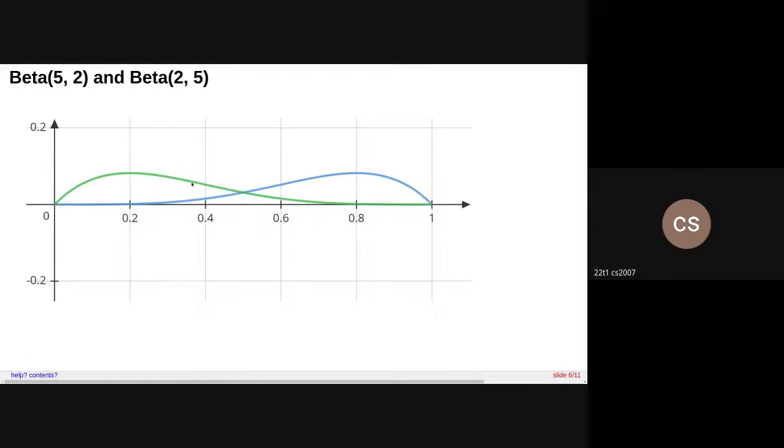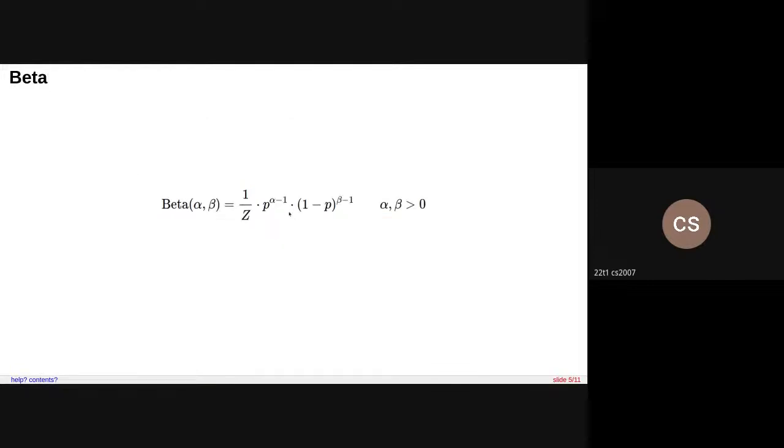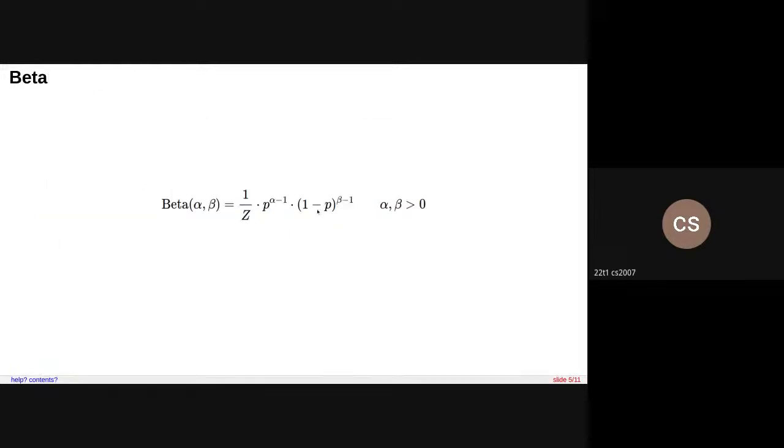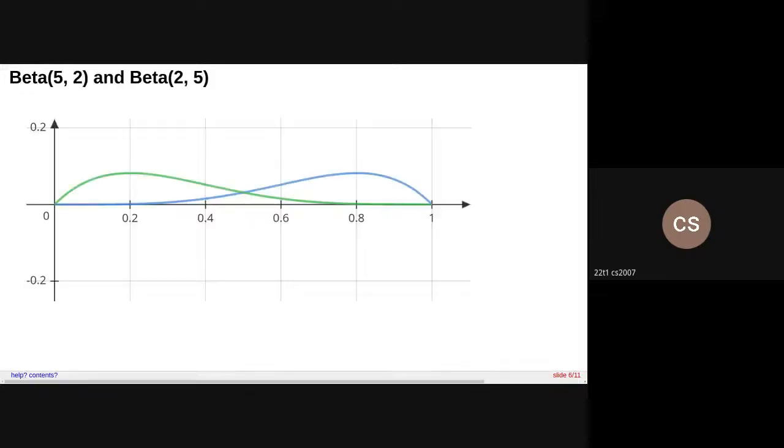Whereas for the green one, if you notice, when P is small, the density is high. So 1 minus P will be close to 1 when P is close to 0. So beta should be high in this case for the green one. Okay, so you can work it out. You'll better understand it when you actually sit down and work it out. It may not be very convincing now.